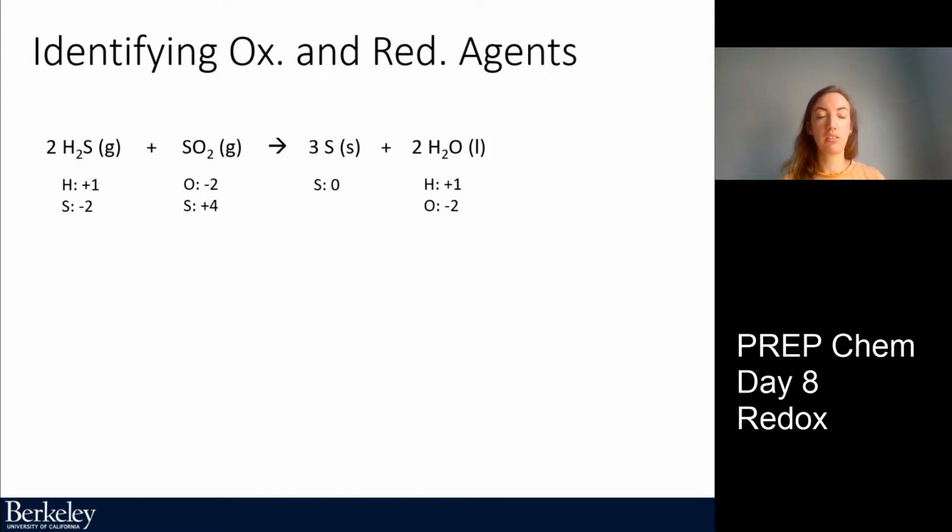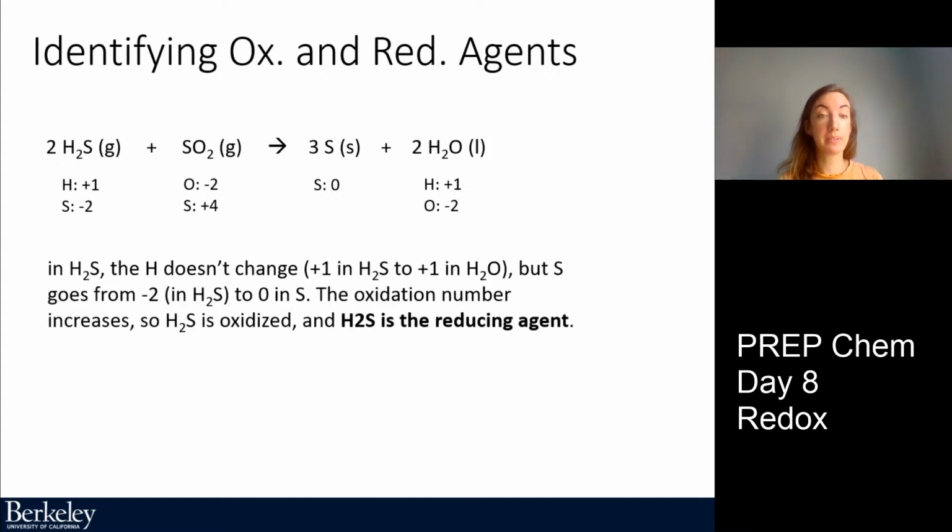Okay, so now to figure out which is oxidized and which is reduced, if I look at the hydrogen and oxygen, they're +1 on both sides and -2 on both sides. So what I'm really looking at, the thing whose oxidation number is changing, is sulfur. So if I look at H2S, the sulfur goes from -2 before the reaction to 0 after the reaction. That means its oxidation number goes up, which means it's oxidized, and therefore is the reducing agent.